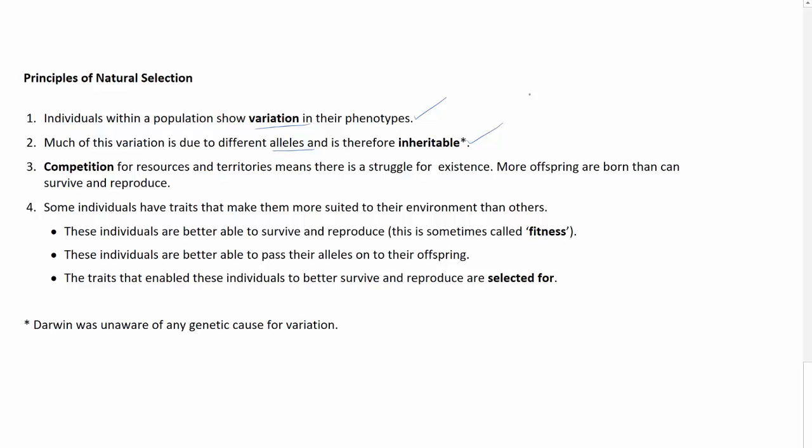There is competition for resources and territories, which means there is a struggle for existence. So there's going to be more offspring that are born than can survive and reproduce. And finally, some individuals have traits that make them more suited to their environments than others. And these individuals are better able to survive and reproduce. And this is sometimes referred to as fitness, evolutionary fitness. These individuals are also better able to pass their alleles on to their offspring, and the traits that enable these individuals to better survive and reproduce are selected for.